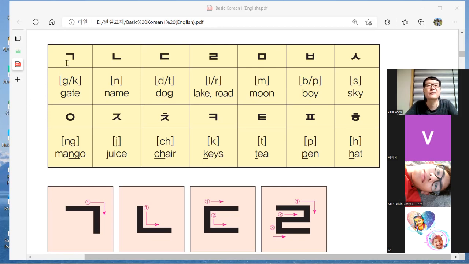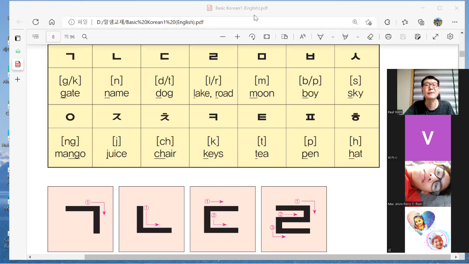For example, they have their own names: giyeok, nieun, digeut, rieul, mieum, bieup, siot, ieung, jieut, chieut, kieuk, tieut, pieup, hieut. A little bit difficult right now, so don't try to memorize them right now. The most important thing is that we recognize and understand their pronunciation.